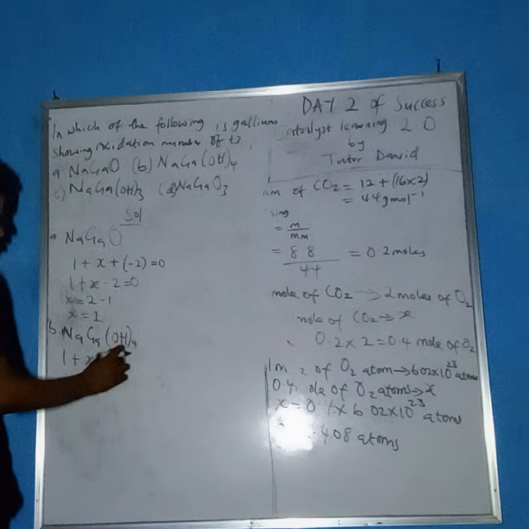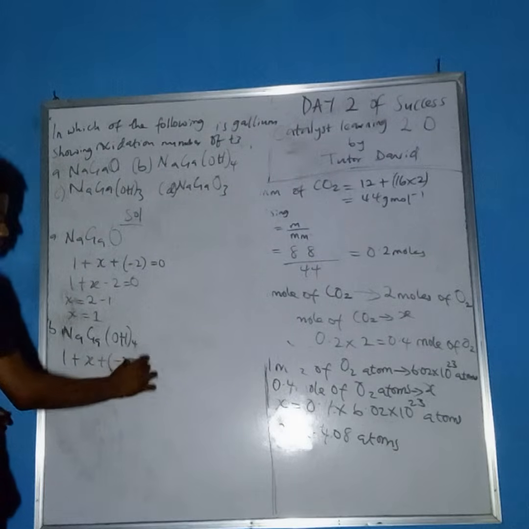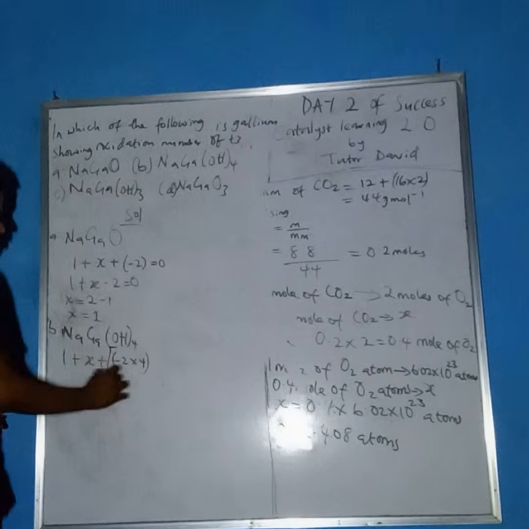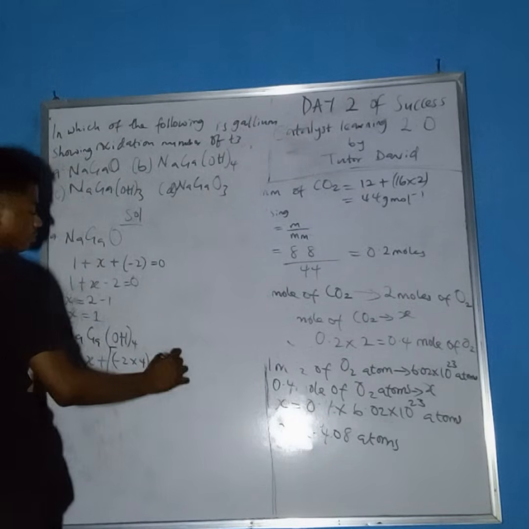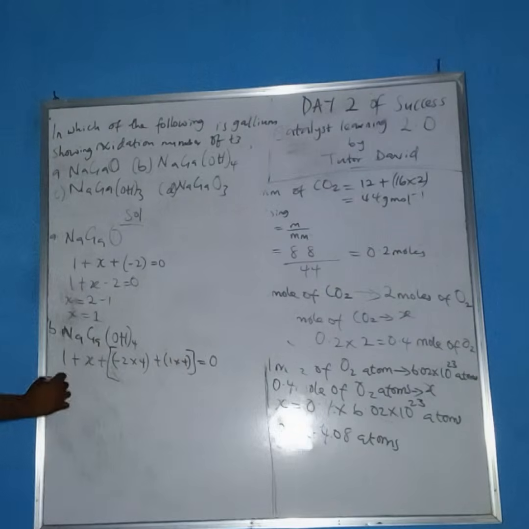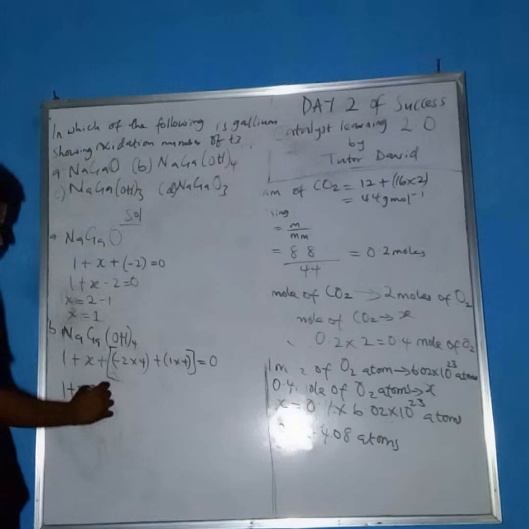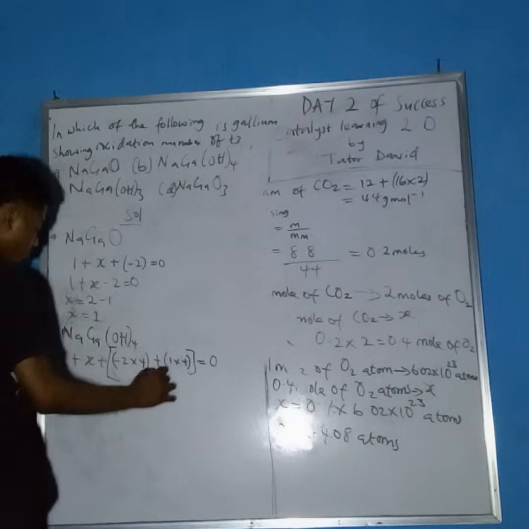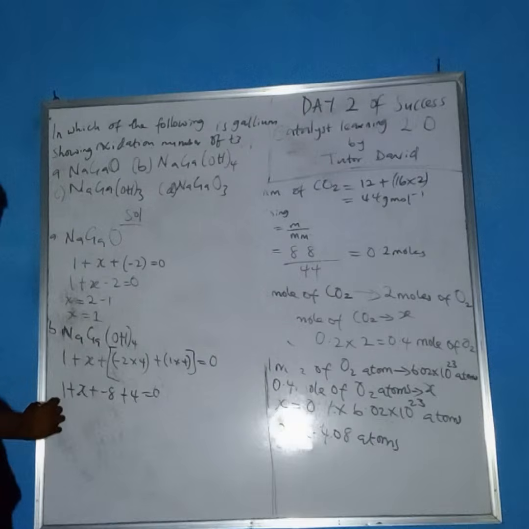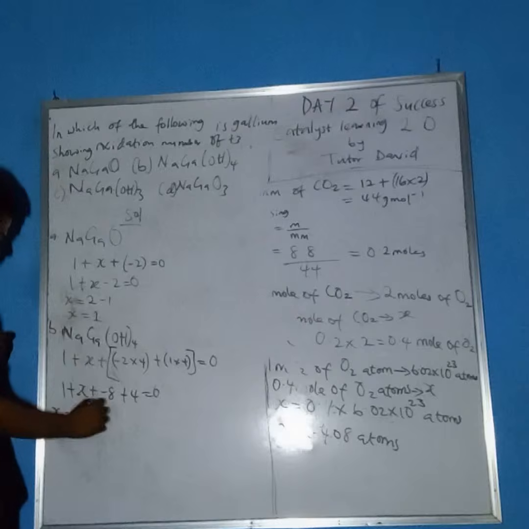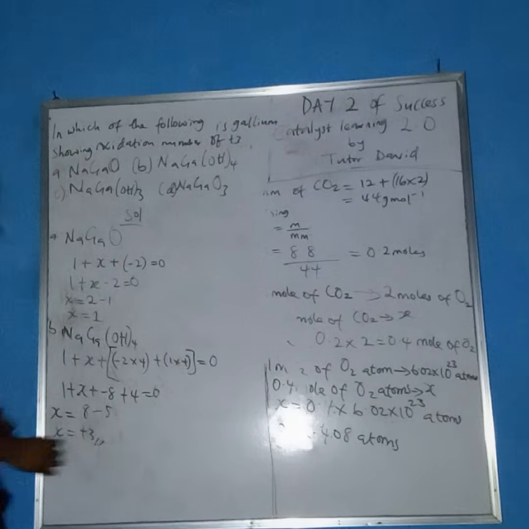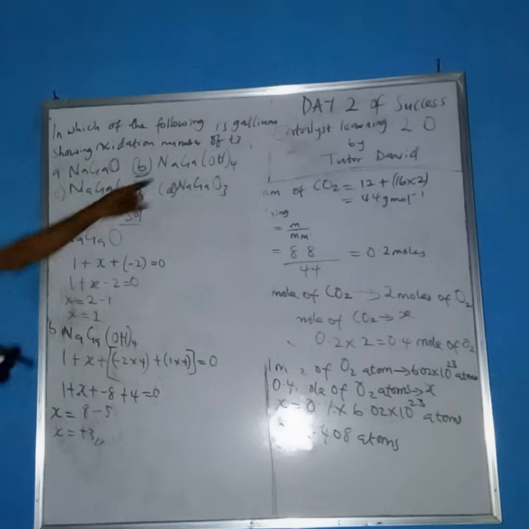minus 2 times 4, then plus hydrogen, 1 times 4, equals 0. So 1 plus X minus 8 plus 4 equals 0. So 1 plus 4 is 5, and minus 8 gives minus 3, so X is equal to +3. We have gotten it, so no need to solve for the rest. You already know that where gallium is +3 is option B, by solving the oxidation number properly.